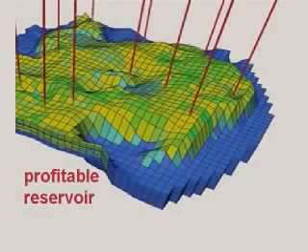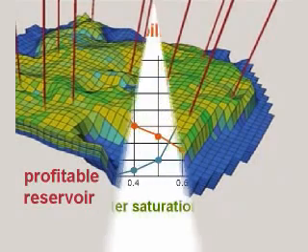These percentages are of great importance to the reservoir engineer because they give a measure of the economic value of the reservoir. Formations with high SO and/or high SG may indicate a profitable reservoir.